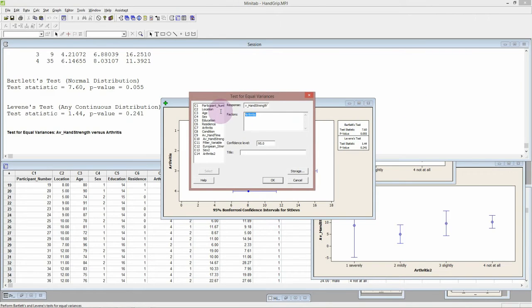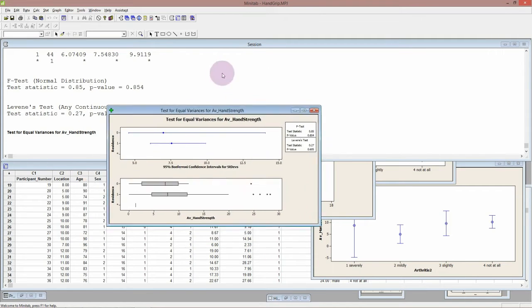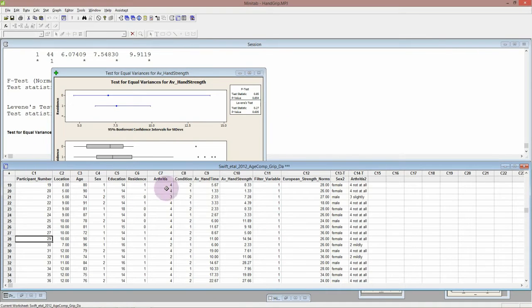Now I have a feeling that the variances are equal for gender. Let me think. I don't know what residence means. Let's try it. No, they're equal as well. What else have we got in this data set?